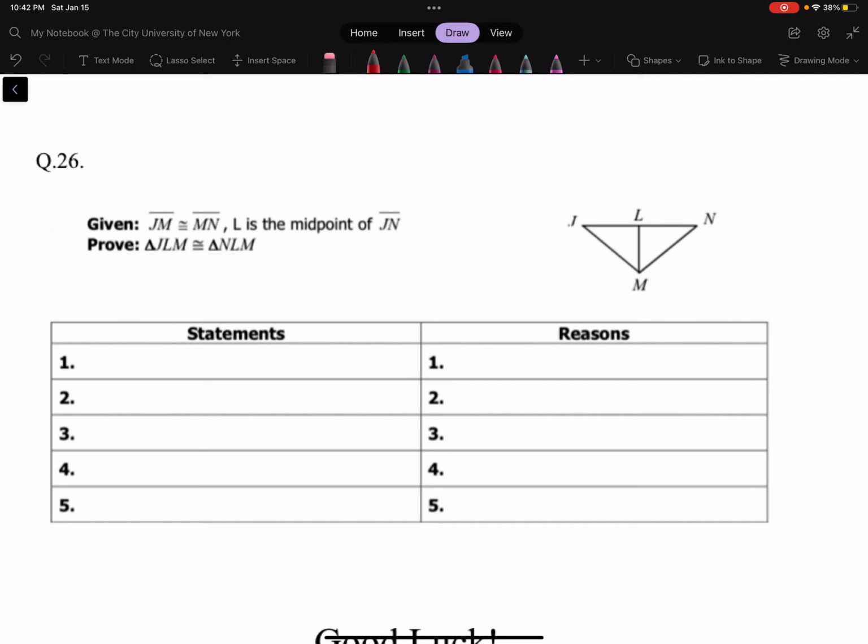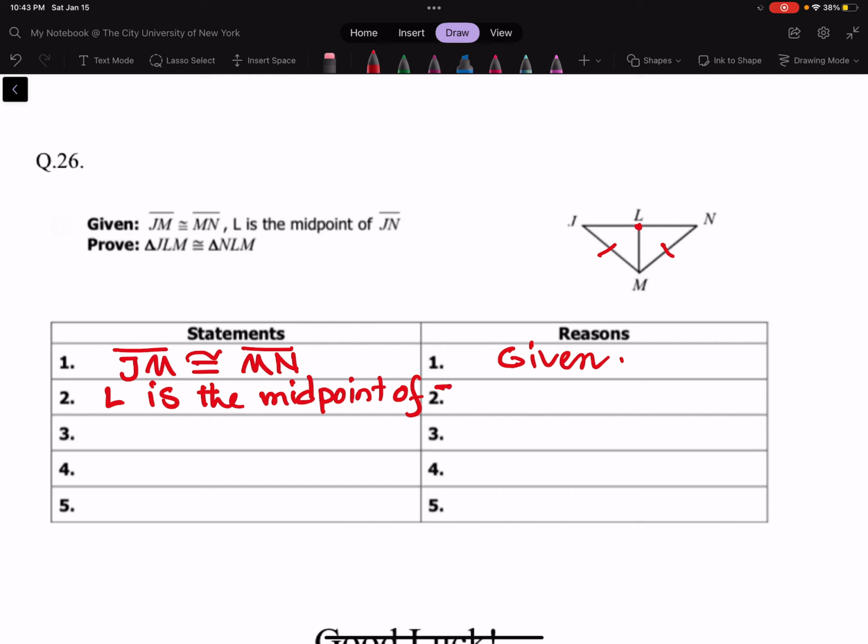So first of all, we are given JM is congruent to MN. Okay, so we write segment JM is congruent to MN. So this is given to us. All right, then L is the midpoint of JN. Okay, so we say L is the midpoint of segment JN. So this is also given to us.